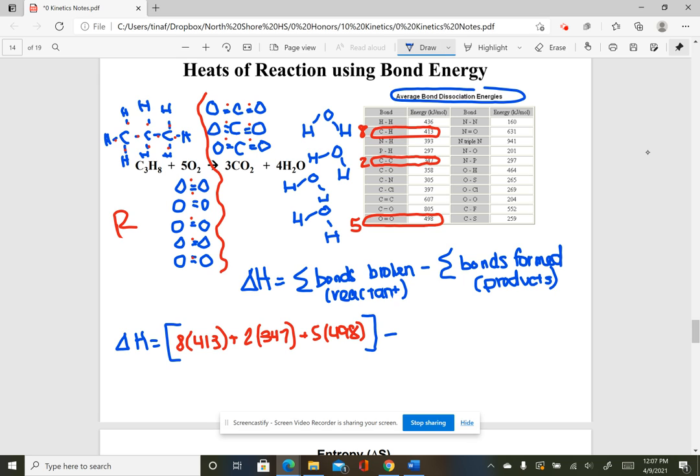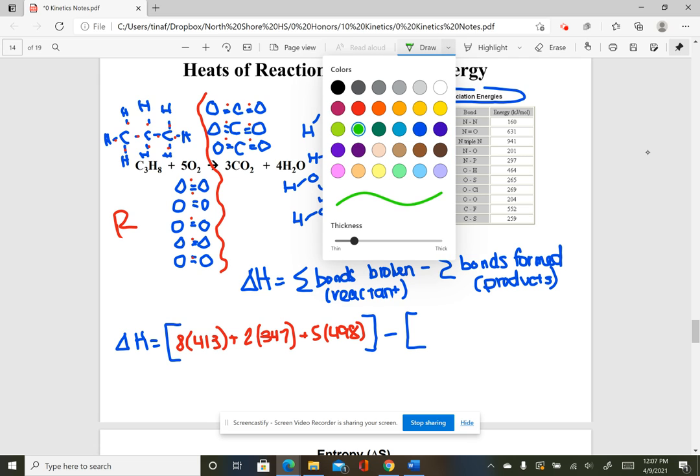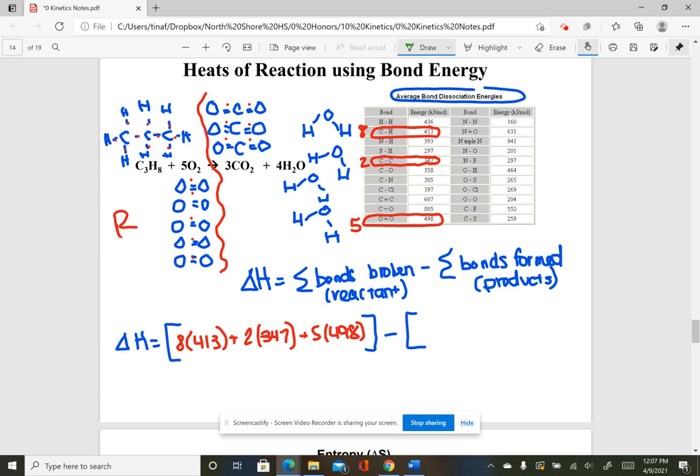Okay, minus. Now I'm going to do my product side. So I'll change to a different color again. Let's do green. Okay, so now I want to do my C and O bond, guys. So I'm just going to color over this. I have 1, 2, 3, 4, 5, 6 C double O bonds. And in water, I have bonds between H and O. I have an HO single bond.